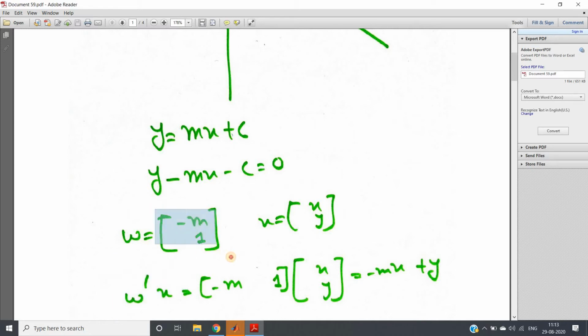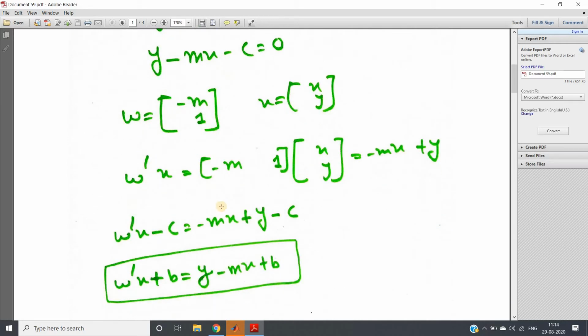Omega transpose means this column vector, or column matrix, will be converted to a row vector. If you take the transpose of this, minus m and 1, you will get a row like this, and we are multiplying it with the x matrix, which is basically x and y. If you simply do the matrix multiplication, you will get minus m into x plus 1 into y. So omega transpose x is nothing but minus of mx plus y, or we can say y minus mx, which is basically this particular part.